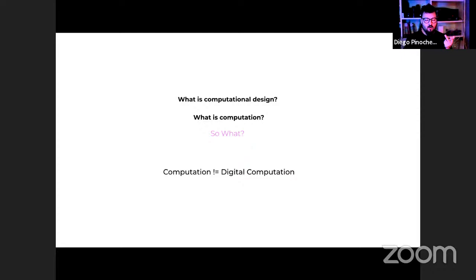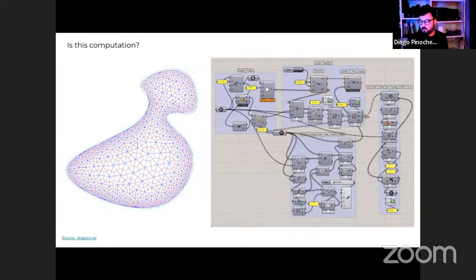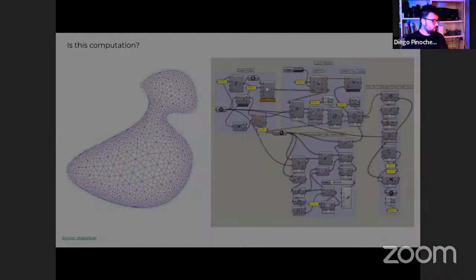And the first thing that I tell them is that computation is not the same as digital computation. This is something that I ask on the first day of classes, in mostly all my classes, as a way to keep a good balance between expectations and reality. And that has to do with showing them things like this: is this computation, what we see in terms of using digital tools to simulate, optimize, and so forth, or is this computation?